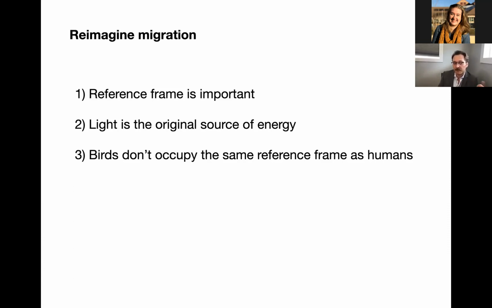So reference frame is important. We're going to think of light as the primary reference frame and measure everything off of that. And then we're just going to acknowledge upfront that birds don't occupy the same reference frame that we do. They eat on the same ecology, but we're stuck to the planet and they are not. So those reference frames are going to be different and they might measure things differently.